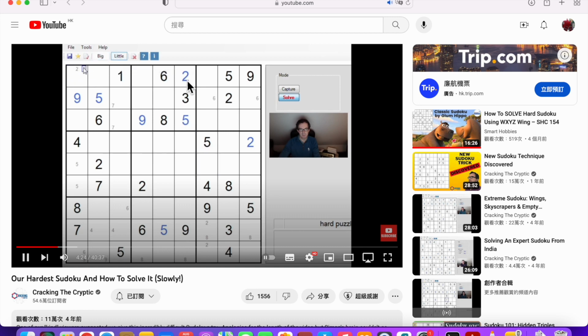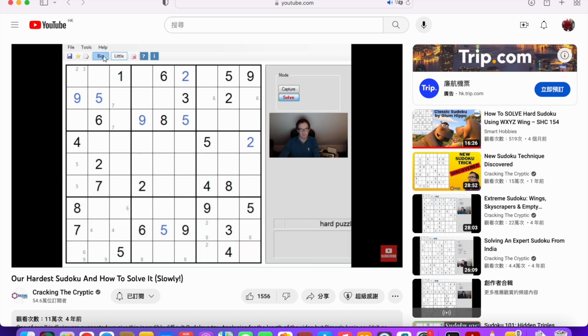In fact, this square here, this 2 now helps with that. That must be a 3. And now we just have to be diligent. We must make sure we get every pencil mark we can from those numbers that we've just identified. So let's do this carefully.